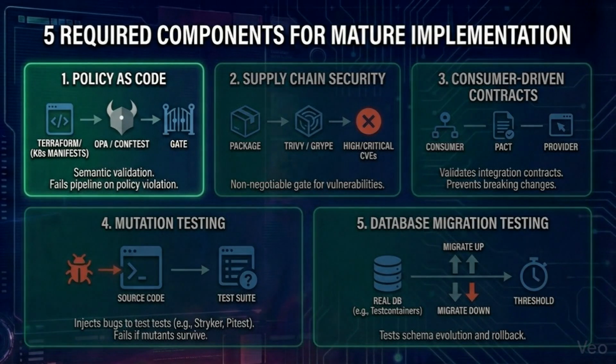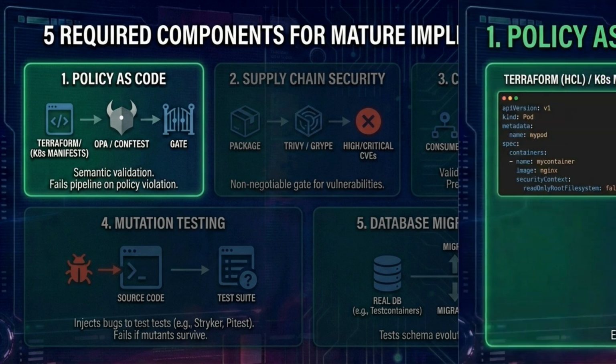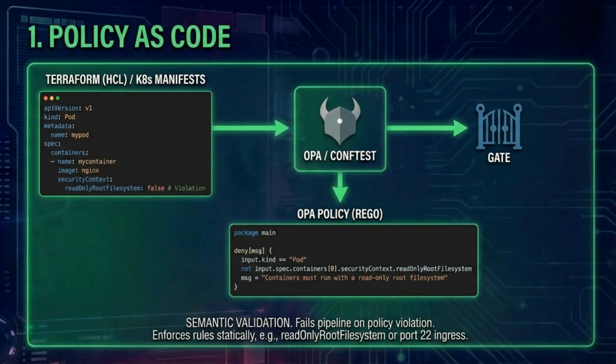First, policy as code. Linting for syntax is not enough. You need semantic validation of your infrastructure. We are talking about OPA, Open Policy Agent, or tools like Conftest. Your pipeline must parse Terraform HCL or Kubernetes manifests and evaluate them against a strict policy set. For example, enforcing a read-only root file system in a pod specification, or ensuring no security groups allow ingress on port 22. This evaluation happens statically, at the commit level. If the policy evaluates to false, the pipeline halts immediately.